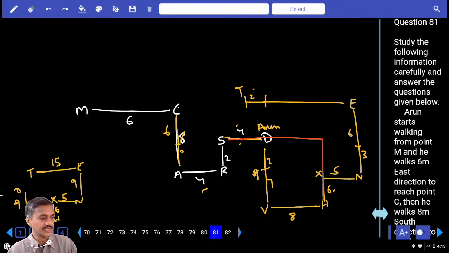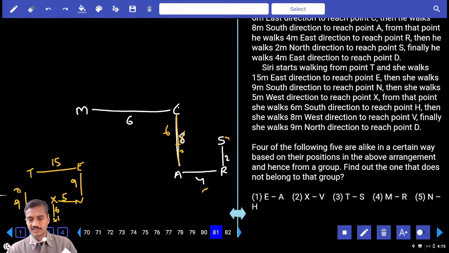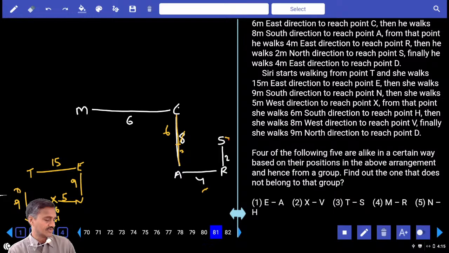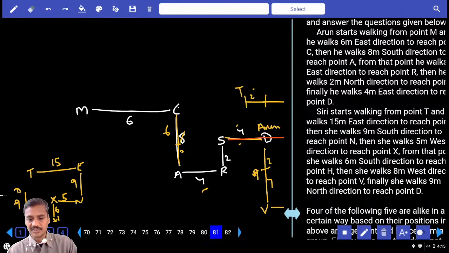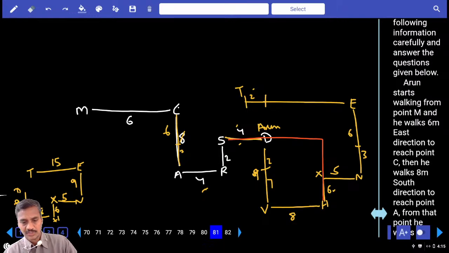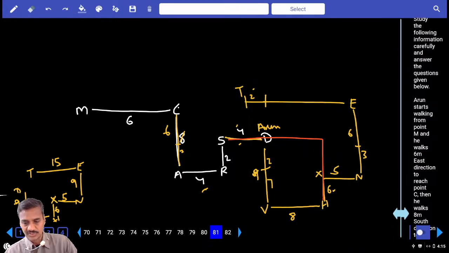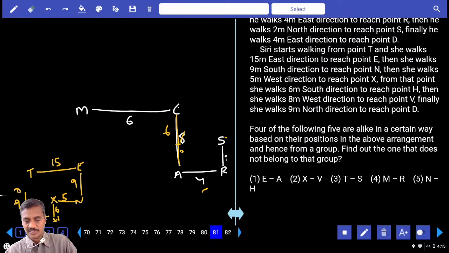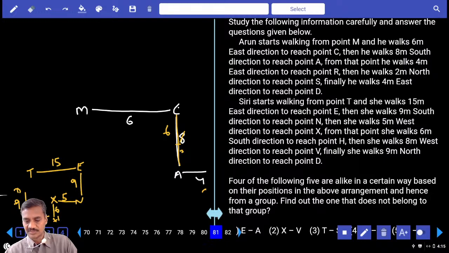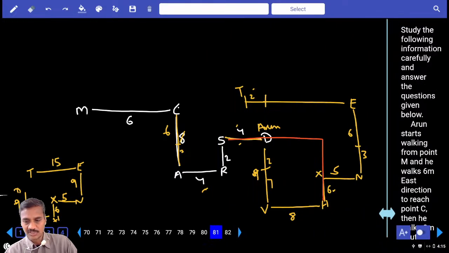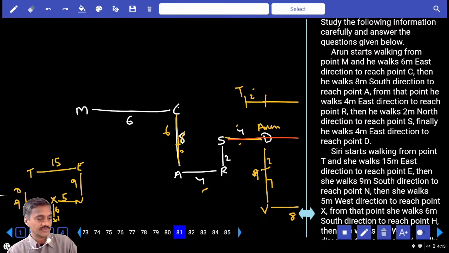Now in question number 81, 4 out of the following is nothing but an odd man out. Now here E and A, what is the difference we have? E is to the northeast of A. And the next one, choice 2: X and V, X is to the northeast of V. The next one, T and S, T is to the northeast of S, that's fine. M and R, M is to the northwest of R. Choice 4 is the answer, and that is 81.